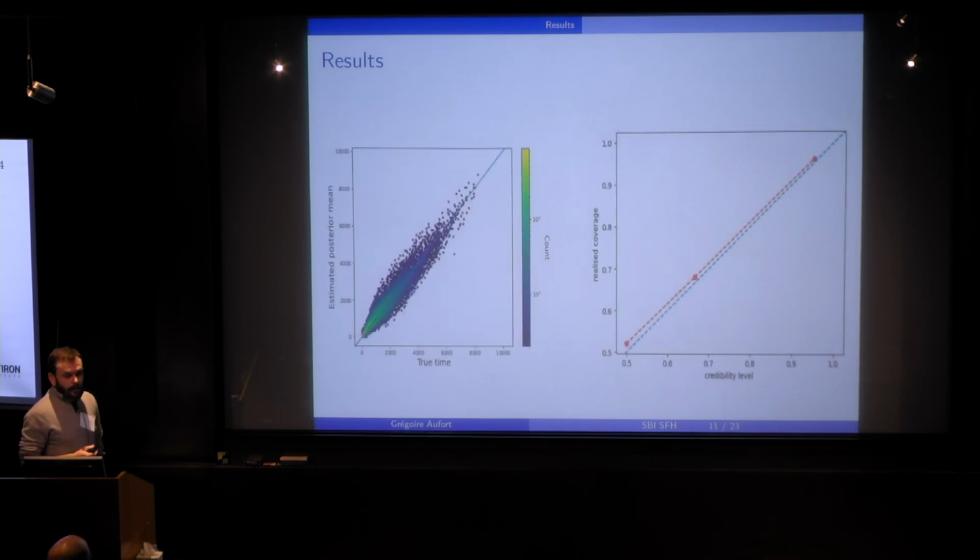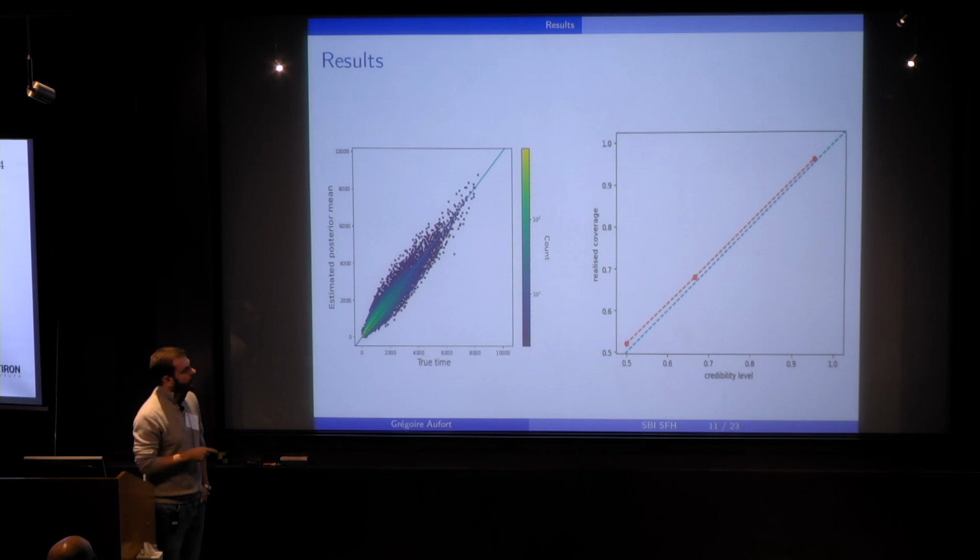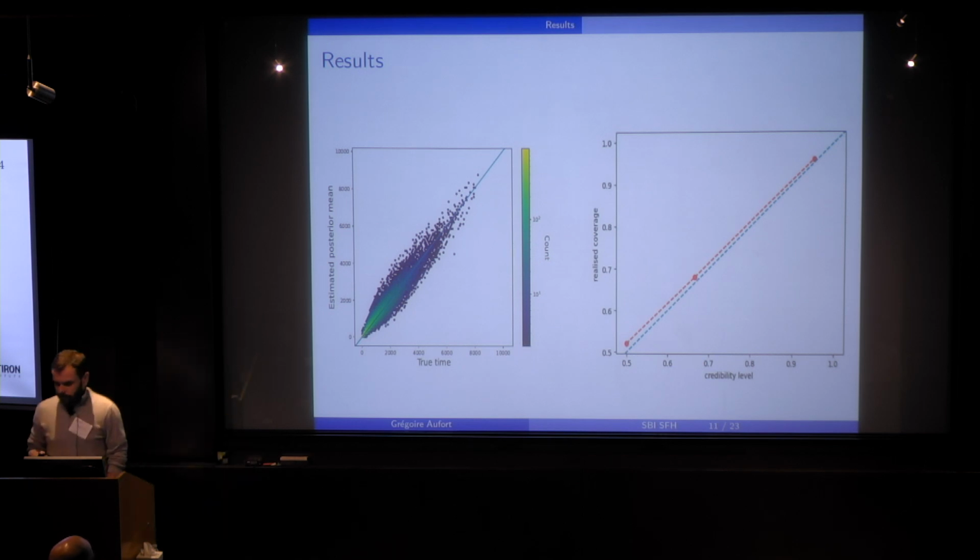We can check that it works on the simulation. That's the easy part, right? So my estimates are mostly unbiased. There is some small scatter, but it's OK. And my credible intervals are well calibrated, very slightly conservative at the 50, 68, and 95% level. I'm very glad with this calibration.